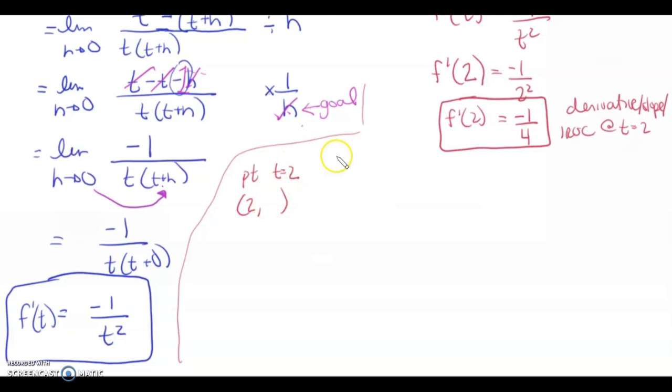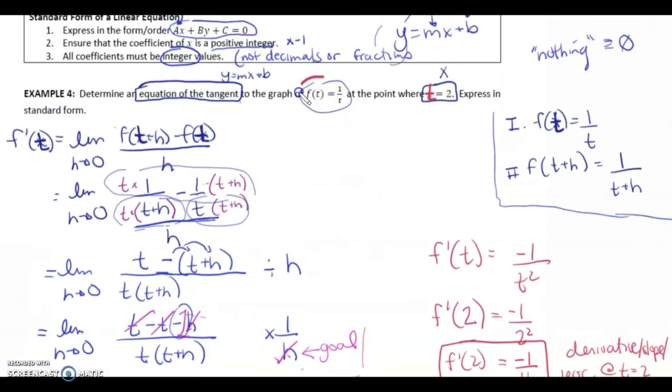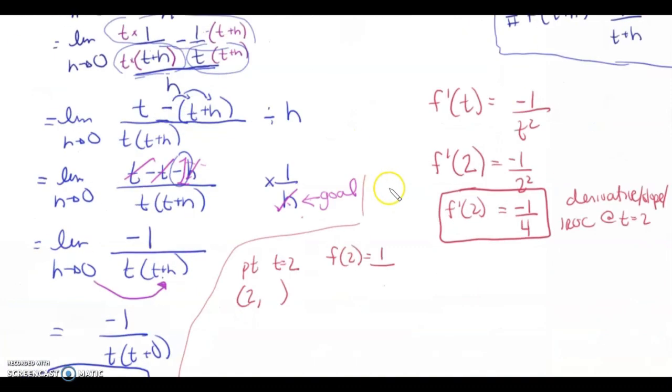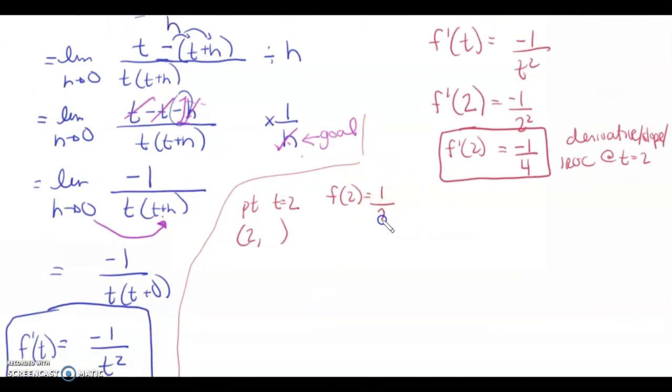So from the original, f of 2 equals 1 over t, so now it's going to be 1 over 2. So the point that we're working with is 2 comma 1 over 2. That is going to be our x and y value, or our t and f of t value, I should put.